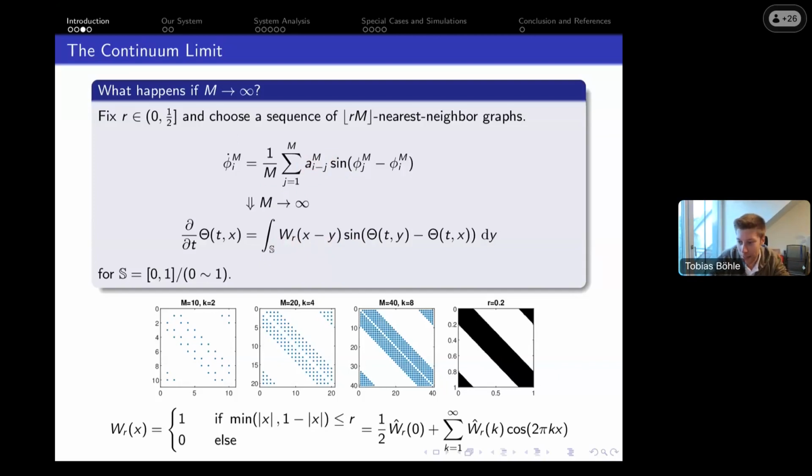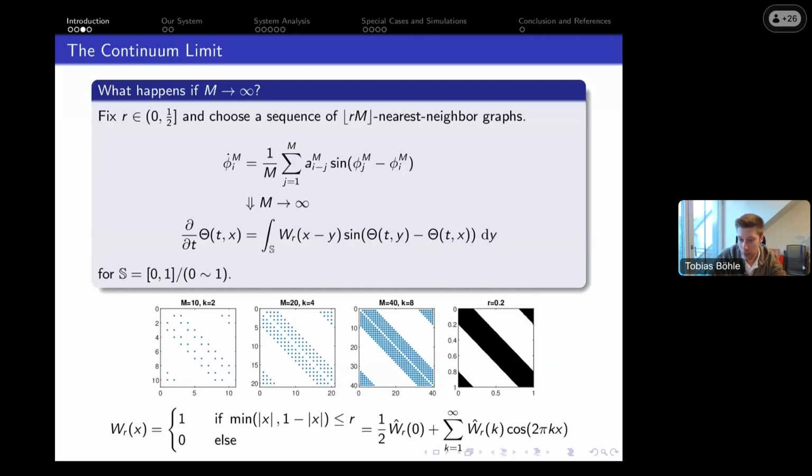And basically that's then the value that you can see here on this diagonal. So the function is 1 in the black regions and 0 in the white regions. And this function W_r of x is defined to be 1 if the minimum of x and 1 minus x is less or equal than r, and 0 otherwise. So, as I said, the value on this diagonal here.